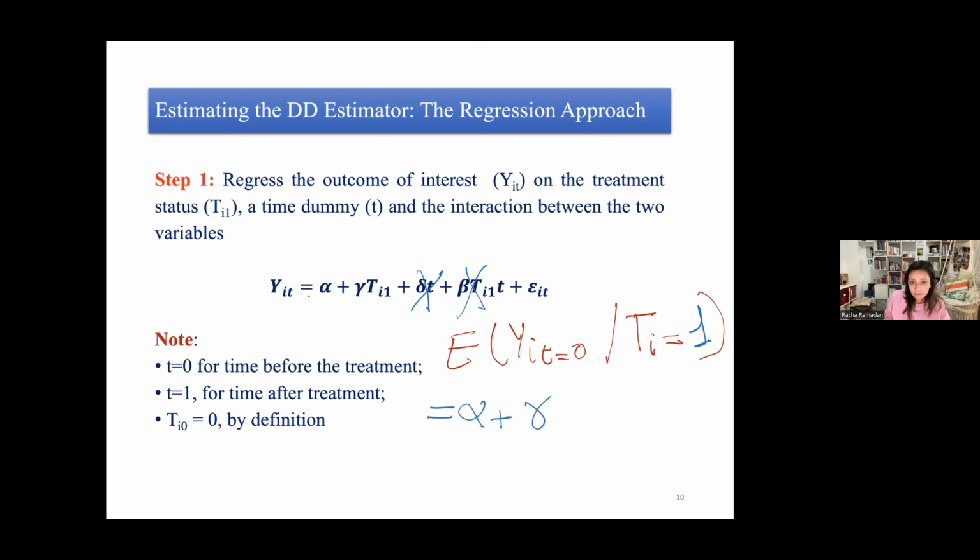Okay? So again, the expected outcome of an individual who will not be treated at period 0 will be equal to alpha, but the expected outcome of an individual who will be treated at the period t equals 0 will be alpha plus gamma. Do you all agree on this?